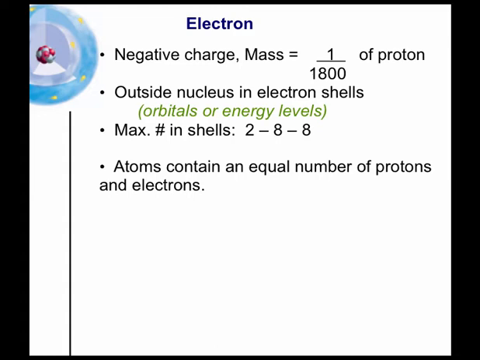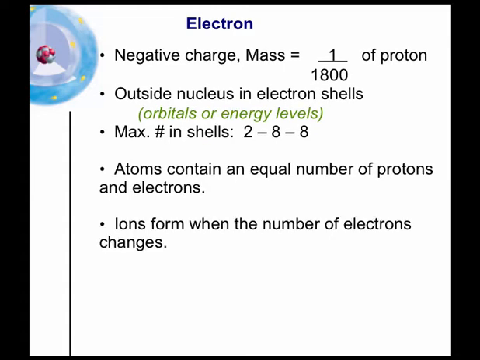I'm going to say that again. An atom is a neutral particle. Same number of protons and electrons anytime we're talking about an atom. But sometimes the electrons and protons are not the same. When this is the case, this is what's called an ion. An ion forms when the number of electrons changes. So we gain or lose electrons.